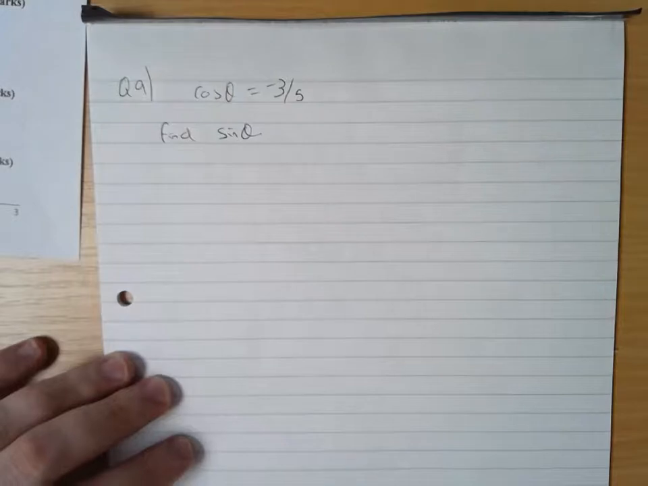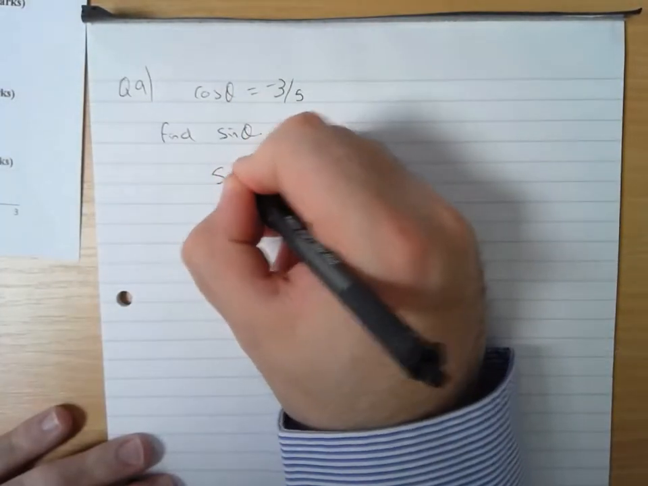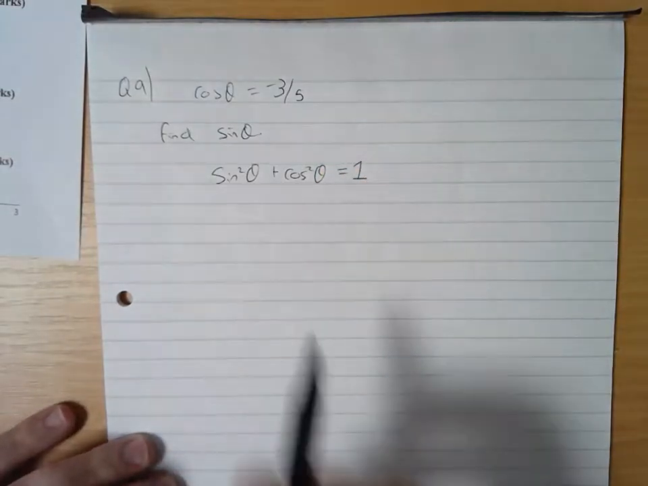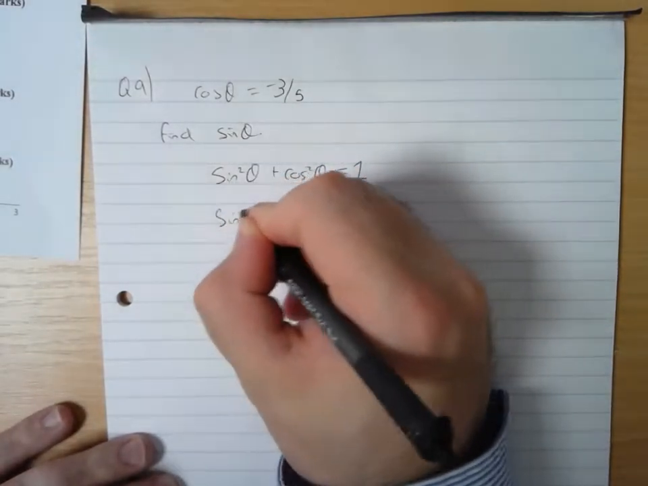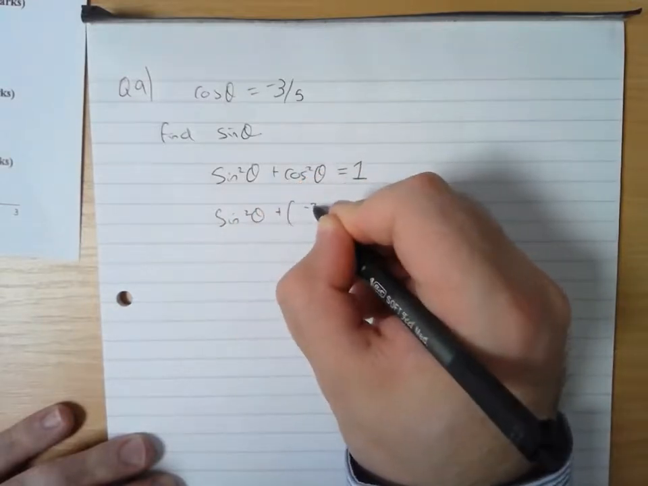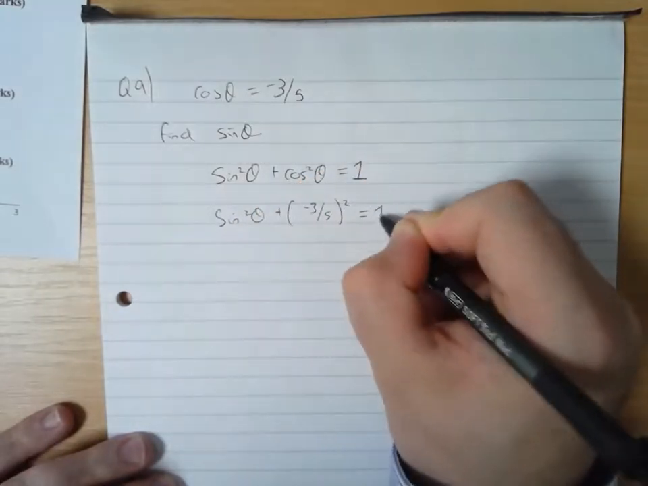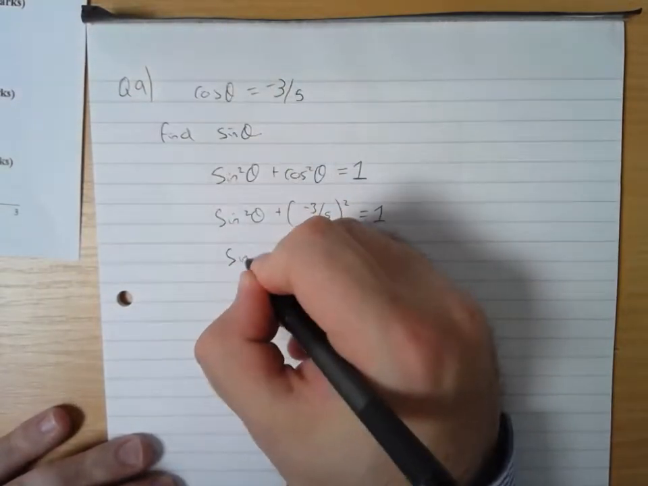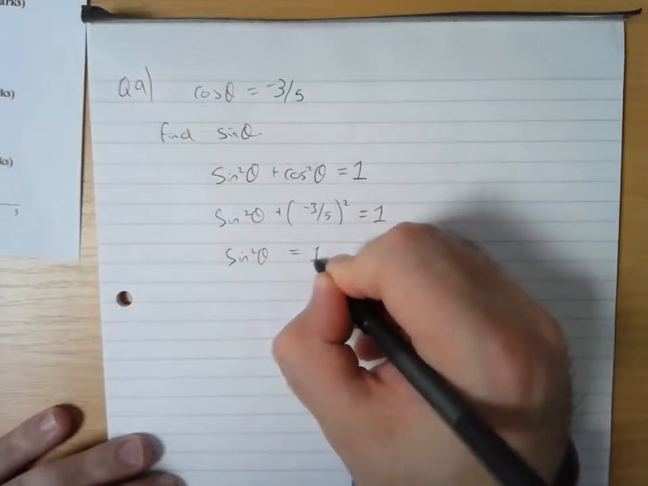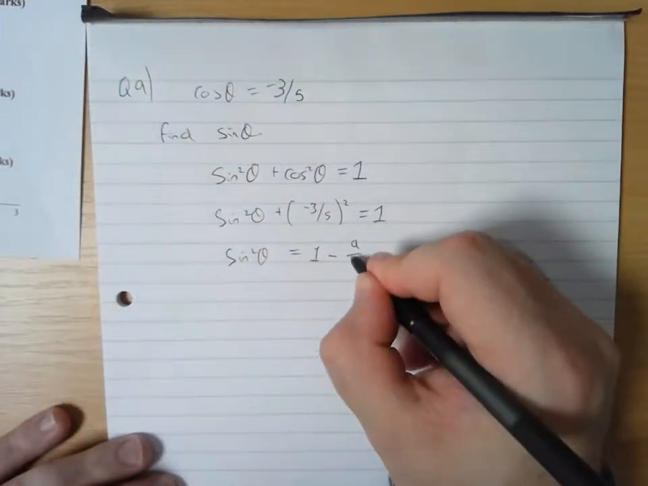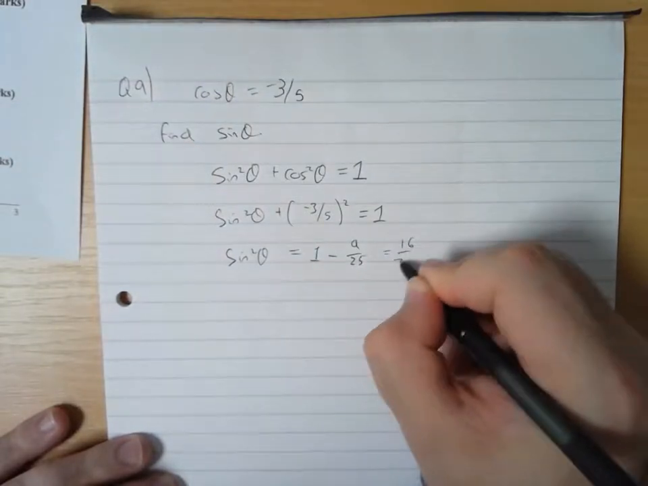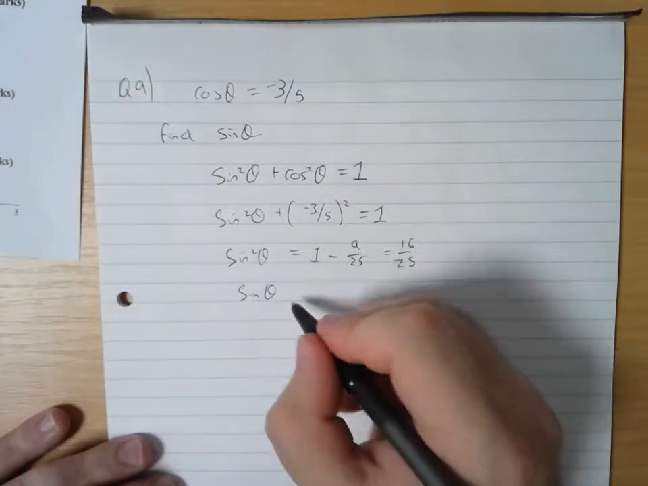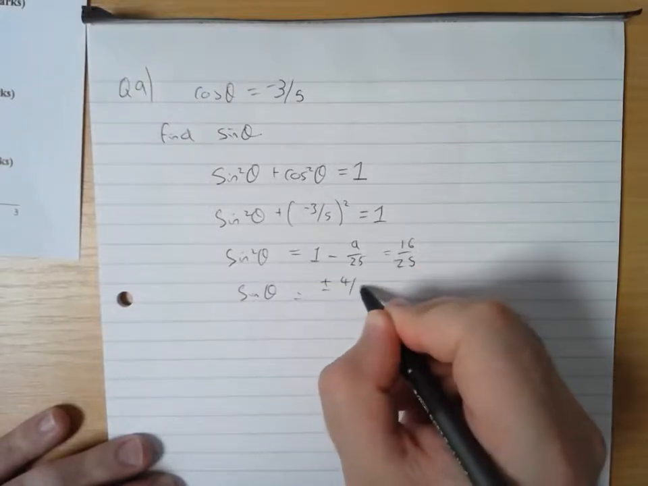And we know a trig identity that links cos and sine. We know that sine squared theta plus cos squared theta equals 1. So we can sub in our value of cos. Minus 3 over 5 squared equals 1, because cos squared is just take your cos and square it. So this gives me sine squared theta is 1 minus, if I square this I get 9 over 25, which is 16 over 25. So I know that sine theta, by square rooting this, is plus or minus 4 over 5.